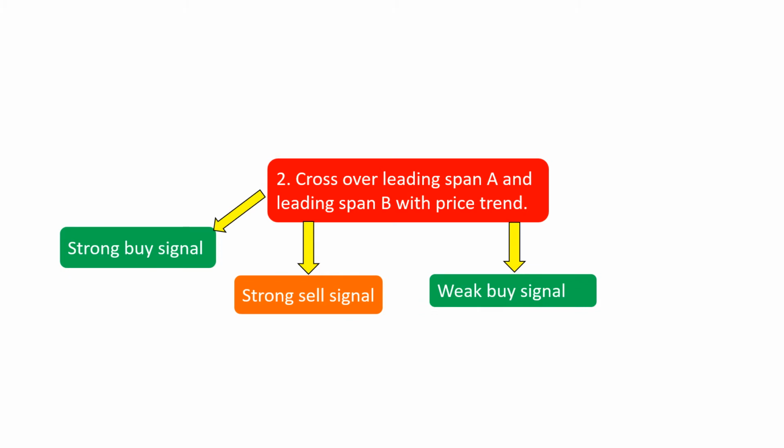When leading span A crosses above leading span B and the price trend is positioned below the Kumo cloud, it produces a weak buy signal. And finally, when leading span A crosses below leading span B and the price trend is positioned above the Kumo cloud, it generates a weak sell signal.